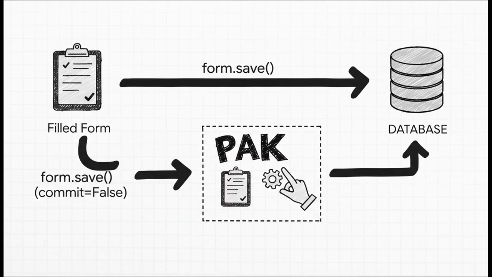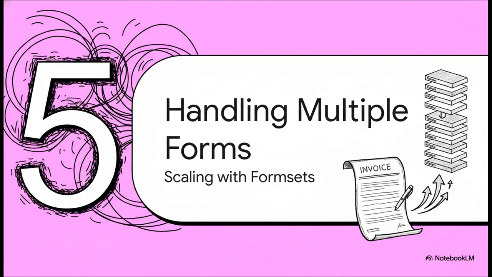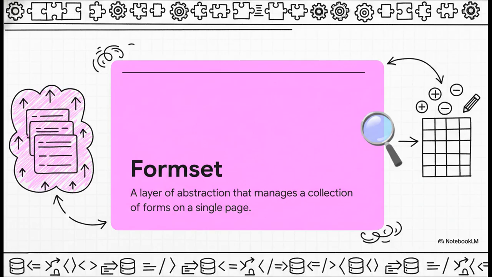It's incredibly useful. Now, this architecture is amazing for single forms, but how does it scale? What happens when you need a whole collection of them on one page? Like editing line items on an invoice or something. Well, the answer is something called a form set.